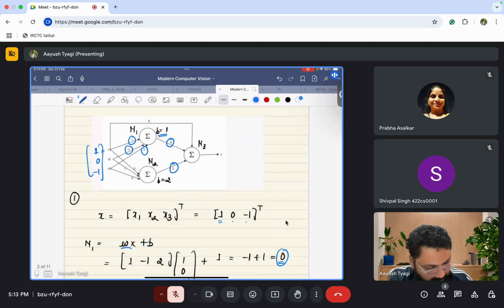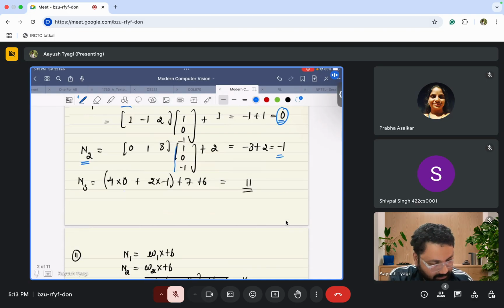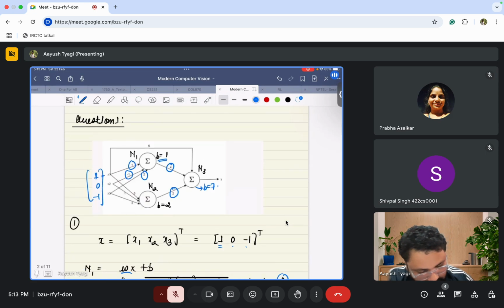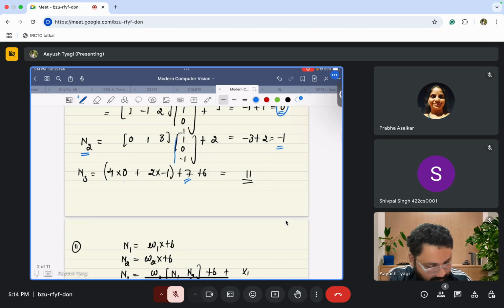plus n3 has a bias of 7, plus there is a skip connection coming from x1 to n3, so you are adding 6 as well, and the total turns out to be 11.